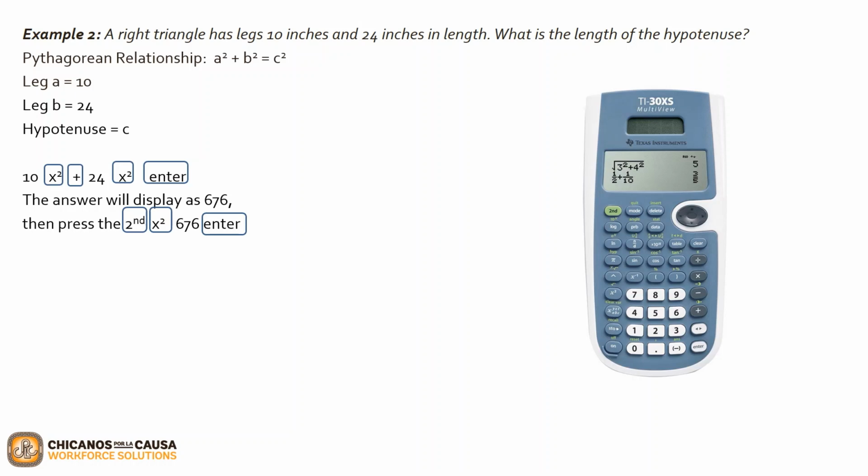And then you're going to do the x squared because you're looking for the square root of 676. And you enter 676 and you push enter. By doing so, you're going to get the length of the hypotenuse, which is 26 inches long.